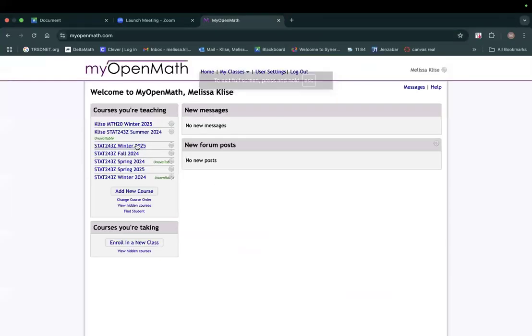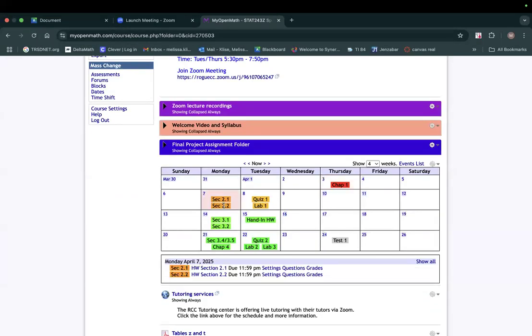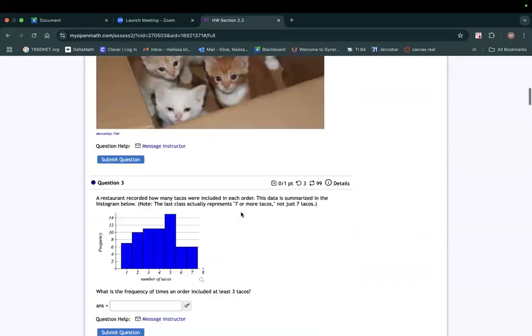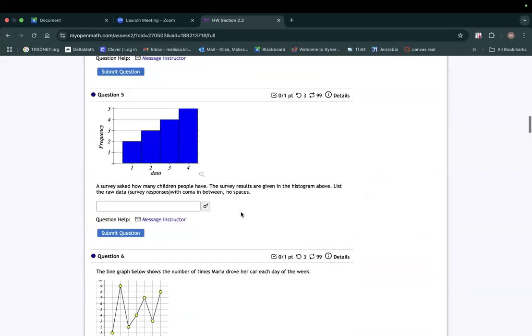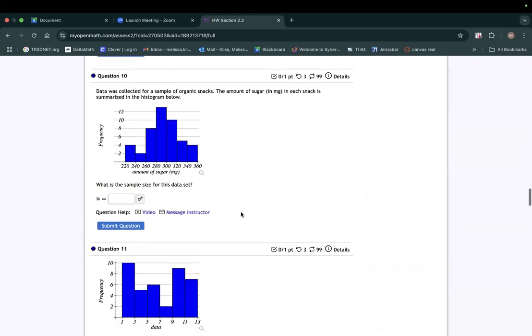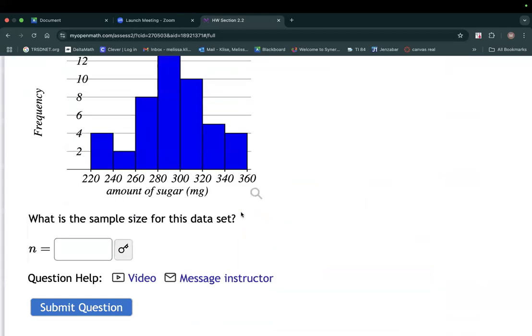Because this is important. Where are we? We are in spring 2025. So this would be the 2.2 homework. Let me see what I could find. I don't know if there's any continuous ones in here at all. Yep, there is. Okay. So notice this one right here. This is a continuous histogram.